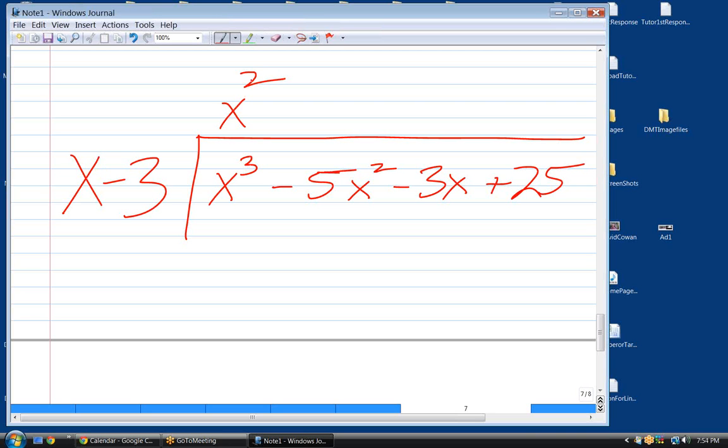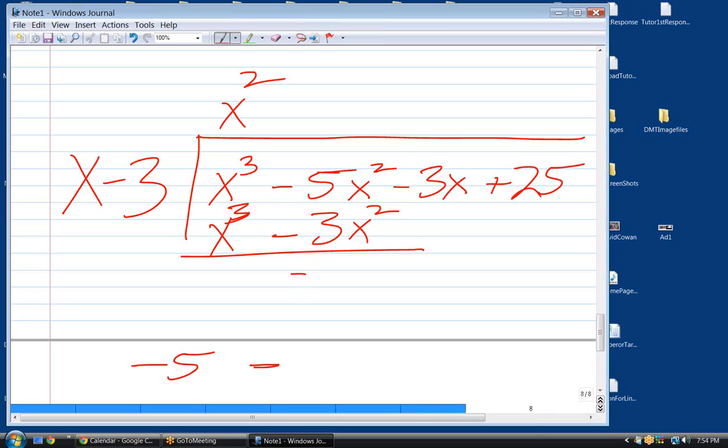Okay? Now we take this and multiply it by both terms. And just like in long division, we next subtract. In other words, long division is all about subtracting. So subtract this minus this. What do you get? Negative 8x squared. You've got minus 5 minus a minus 3. Oh, so negative 2x squared.